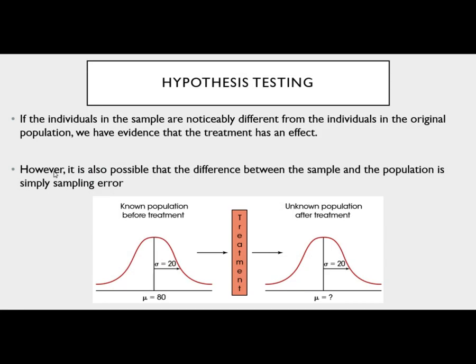Individuals in the sample are noticeably different from the individuals in the original population. We have evidence of the treatment, that the treatment has an effect. Now this is the key word, noticeably different.